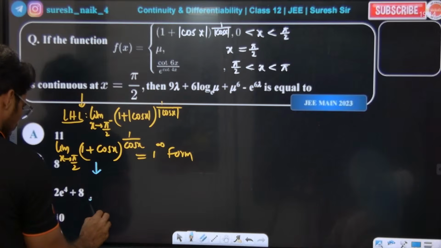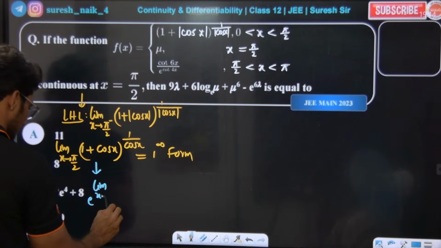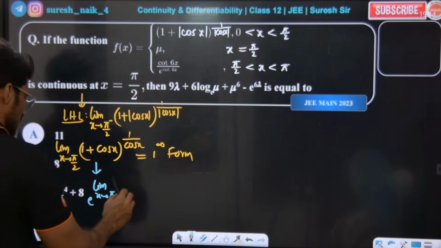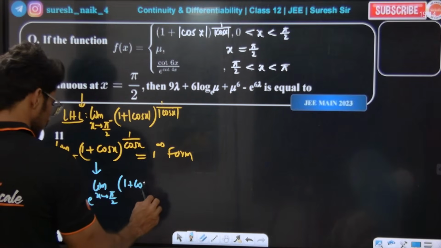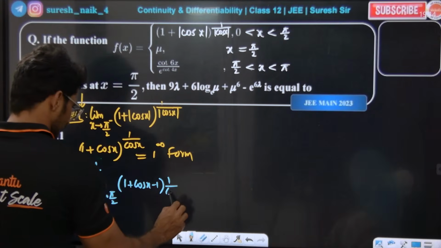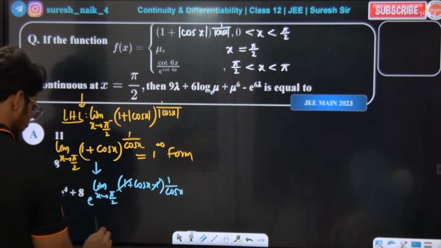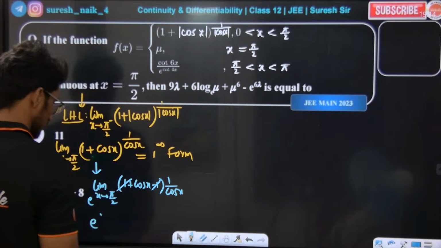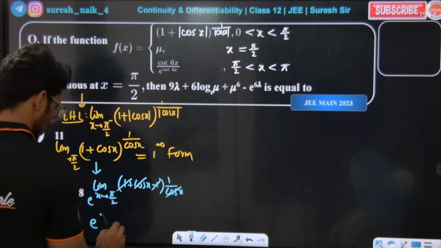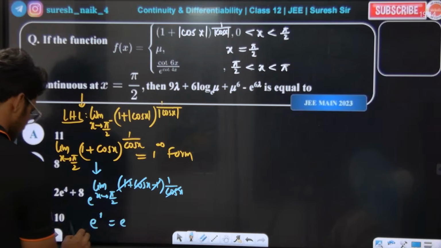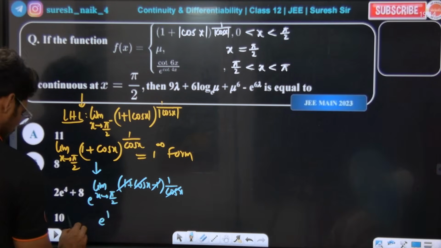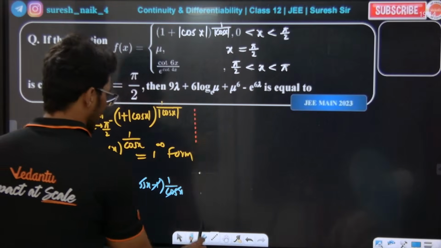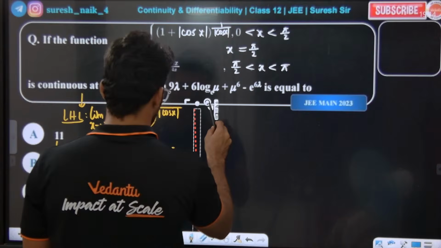First, what I'm going to do: e to the power of limit x tending towards pi by 2 of f of x minus 1 into g of x. Plus 1 minus 1 cancel. Sir, e to the power of cos 90 as 0, cos cancels. E to the power of 1 is e basically. So the LHL answer is e to the power of 1. This is LHL. Clear? Yes or no?